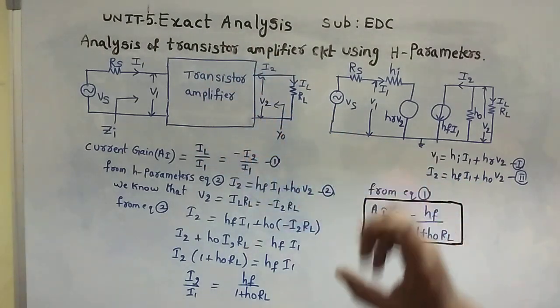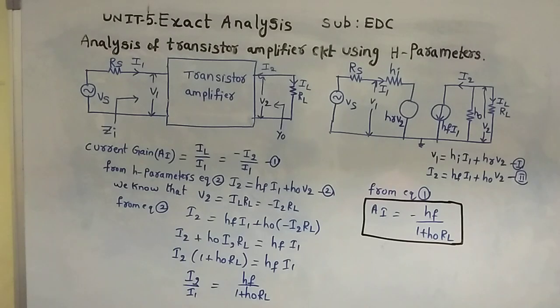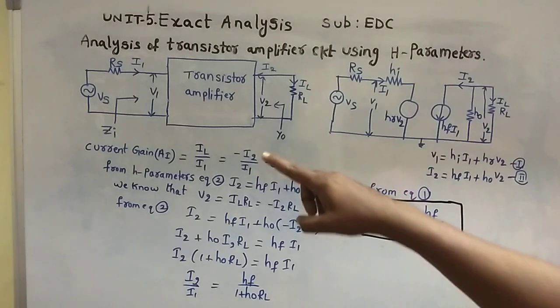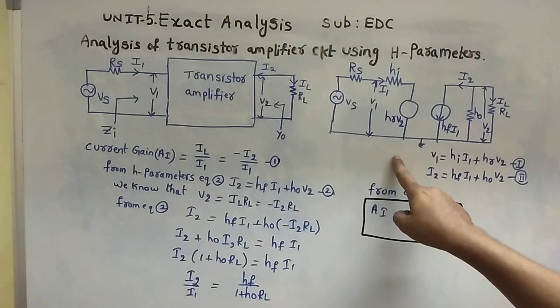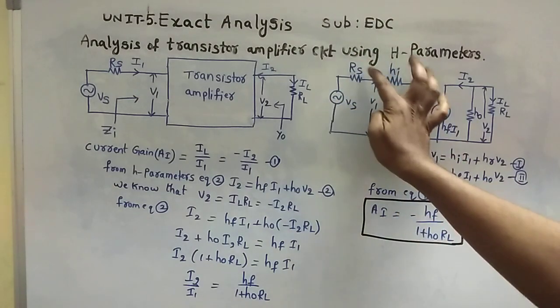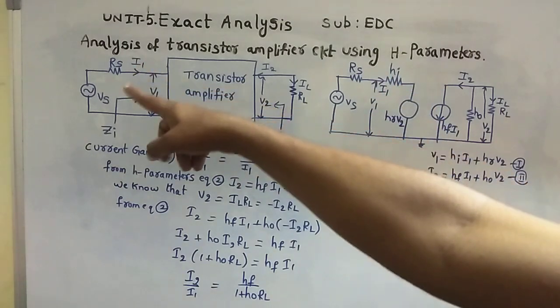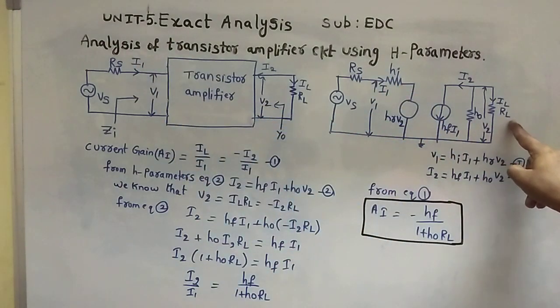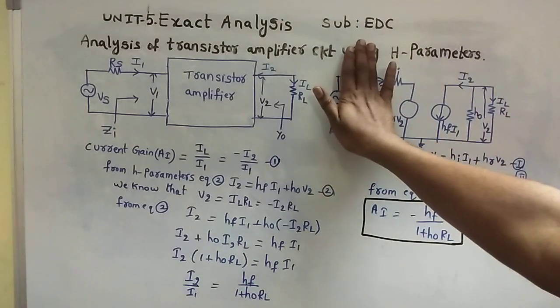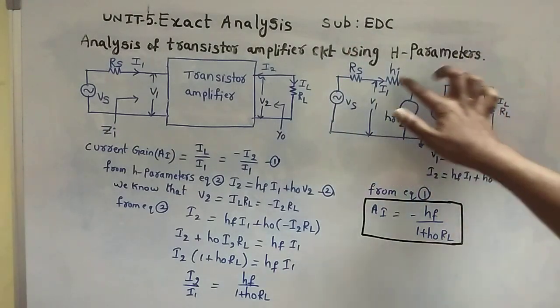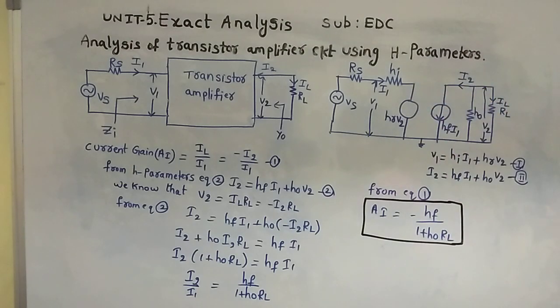We are taking the H parameter model, the hybrid model. There we have two parameters. So our equivalent hybrid model circuit is like this. The Rs and Vs are additionally taken, and RL is also additionally taken. Without Rs, Vs and RL, the circuit is the equivalent hybrid model circuit for the transistor amplifier or transistor two-port network.